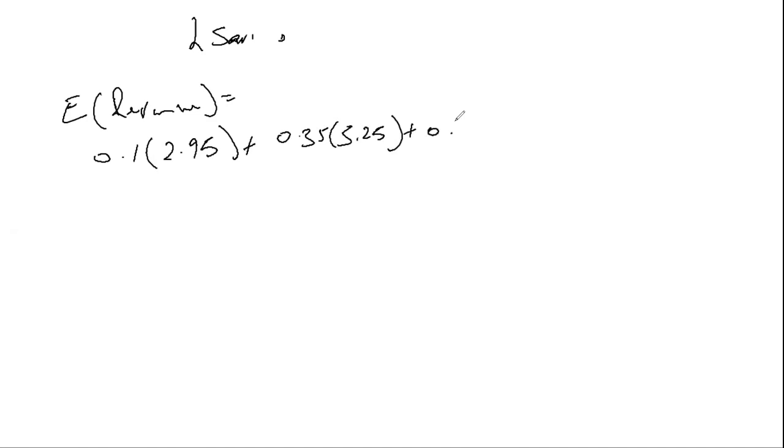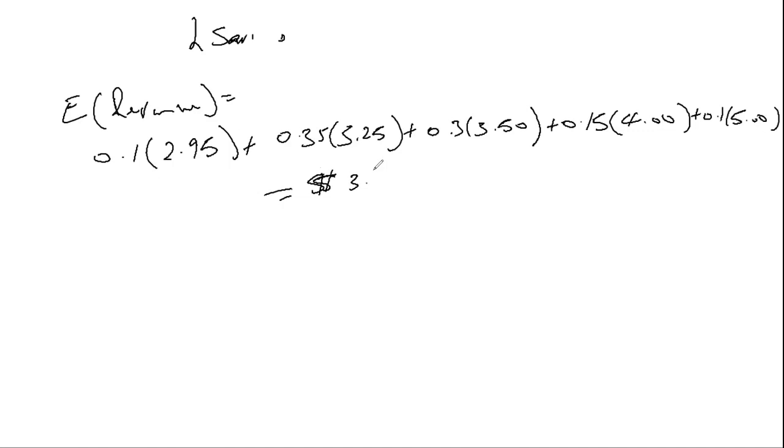0.3 times 3.50 plus 0.15 times $4 plus 0.1 times $5. Okay, so that should give us an amount of $3.58 per barrel, per parcel.